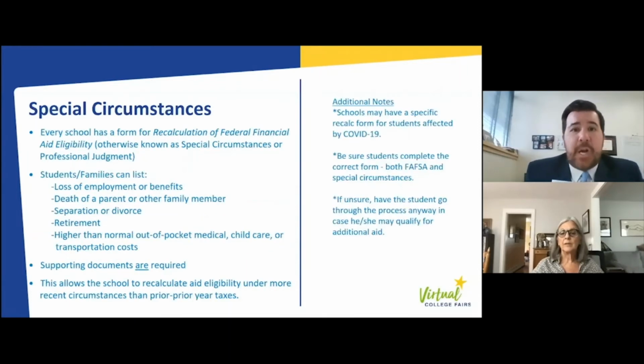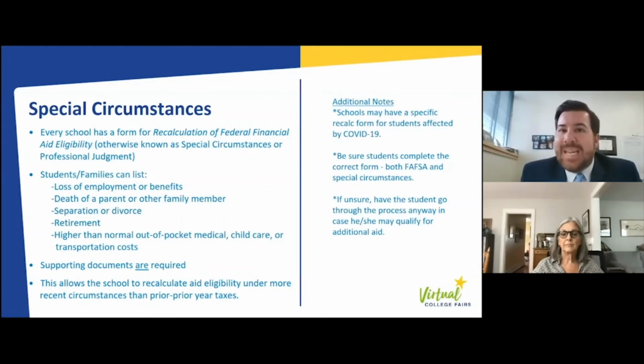The last thing I'll talk about that's big, I think this year, that's impacted students and families negatively is again, just how COVID has wrecked jobs and employment and the like. So special circumstances are going to be pretty important this year for your students. And every school has a form that's called Recalculation of Federal Financial Aid Eligibility, also known as Special Circumstances or Professional Judgment. And I encourage you to encourage your students to complete that.